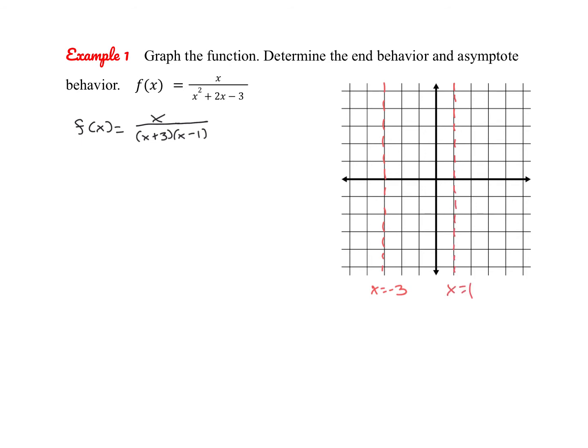And then we need to look for our horizontal asymptotes. So if you look at the original function and we think of our three cases, here the degree in the denominator is larger than the degree in the numerator. So this graph will approach 0. So our horizontal asymptote is y equals 0.